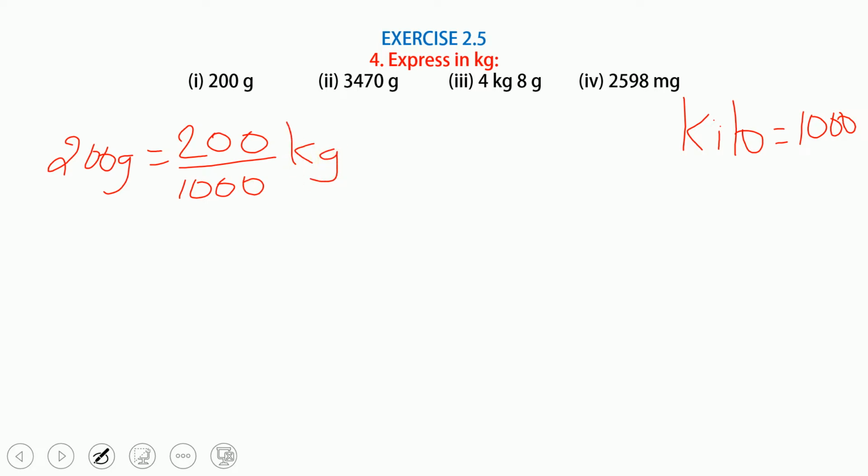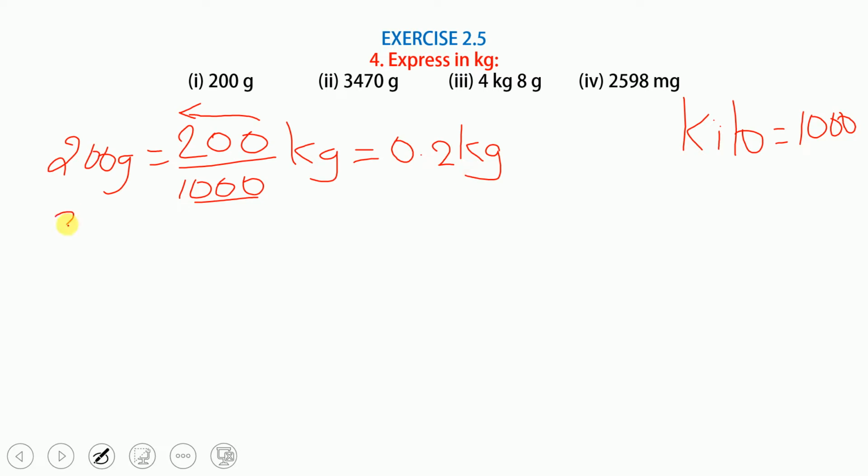So what does it become? The point has to be shifted this side. How many? 1, 2, 3 zeros are there, so the point is shifted 3 places. Now the point is here. After the 2, is there any number? No, so we have to put 0. So it is 0 point 2, and for the 2 more zeros there is no value. So you can write it as 0.2 kg. Understand?